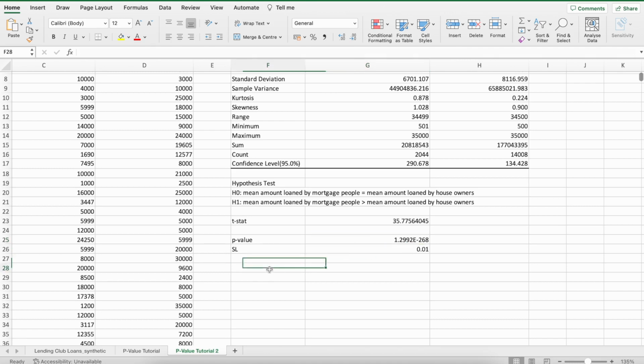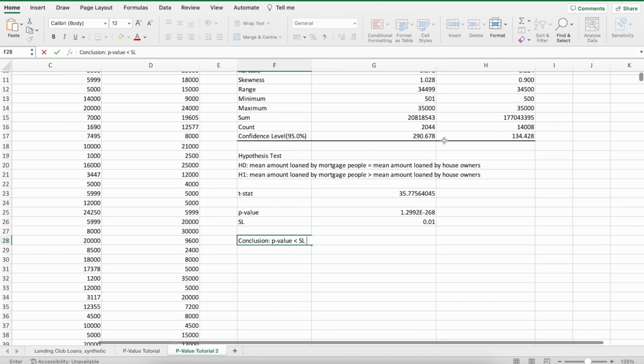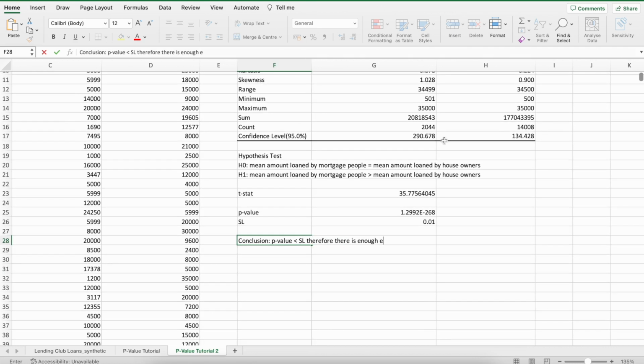So yeah, okay. So our conclusion is that the p-value is less than the significance level by a fair amount. No, I'm joking. You don't have to put that. We'll just put p-value is less than the significance level. Therefore, there is enough evidence to reject the null hypothesis H0 at the 1% significance level.